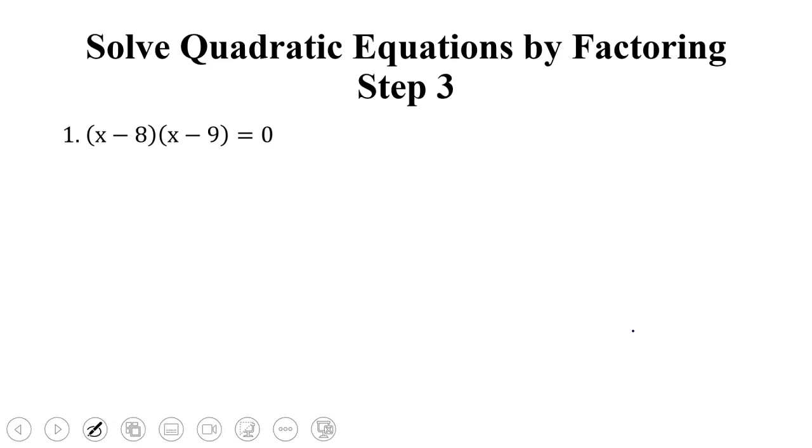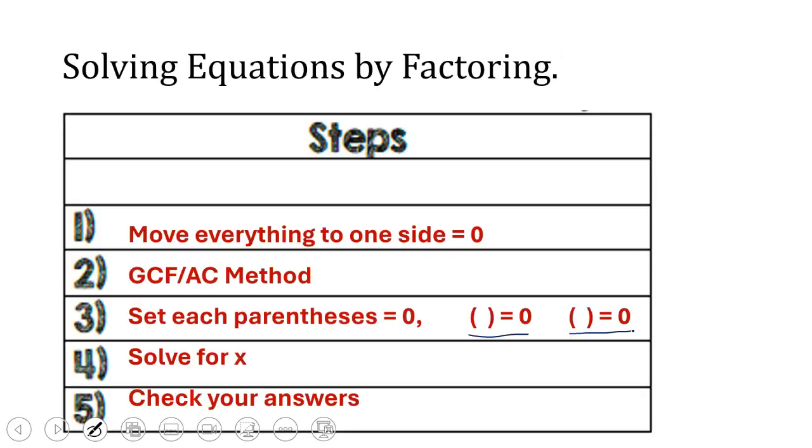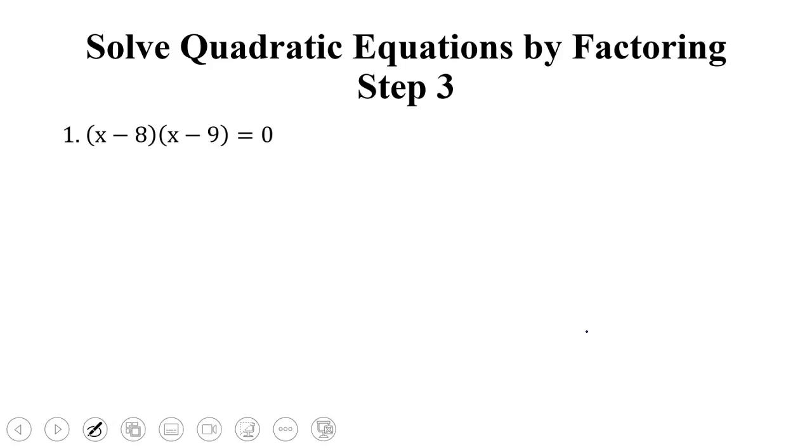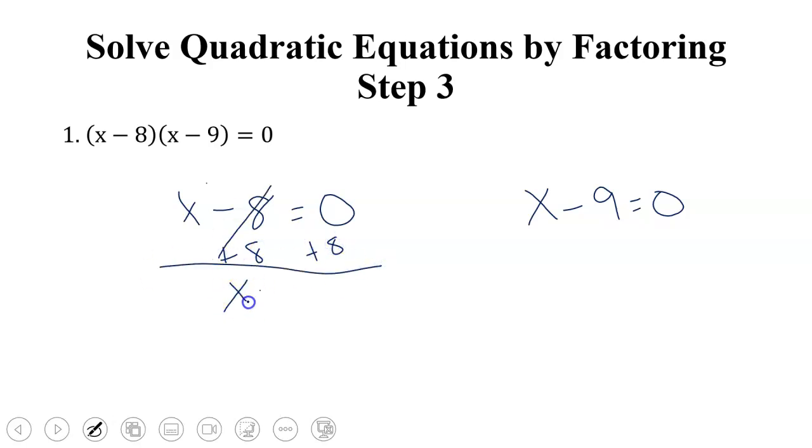All right, so solving quadratic equations by factoring. First we're going to start with step 3. So we already solved the AC method, GCF, and so we have our parentheses. Step 3 is we need to put our parentheses to 0. Let's put each parenthesis set to 0. So x minus 8 equals 0, and then x minus 9 equals 0. Solve for x. So I'm going to add 8 on both sides to get x by itself. So I have my first x is positive 8. And then I'm going to add 9 on both sides to get x by itself, positive 9.